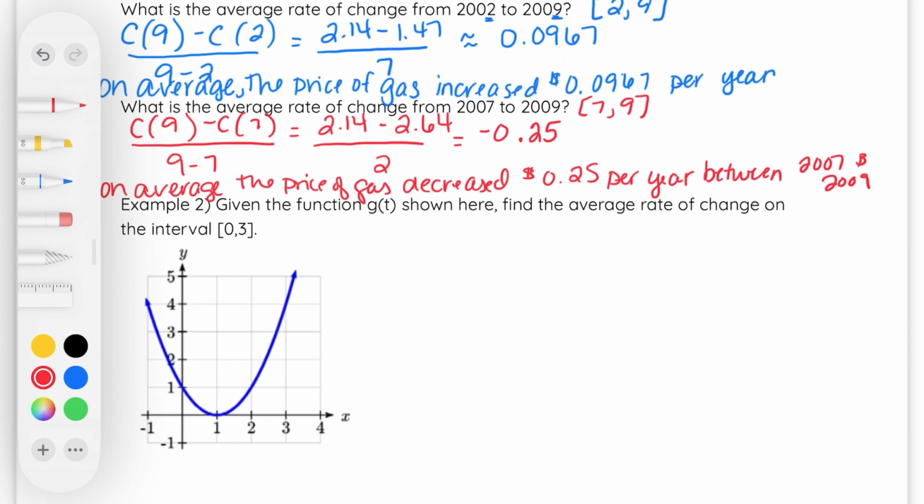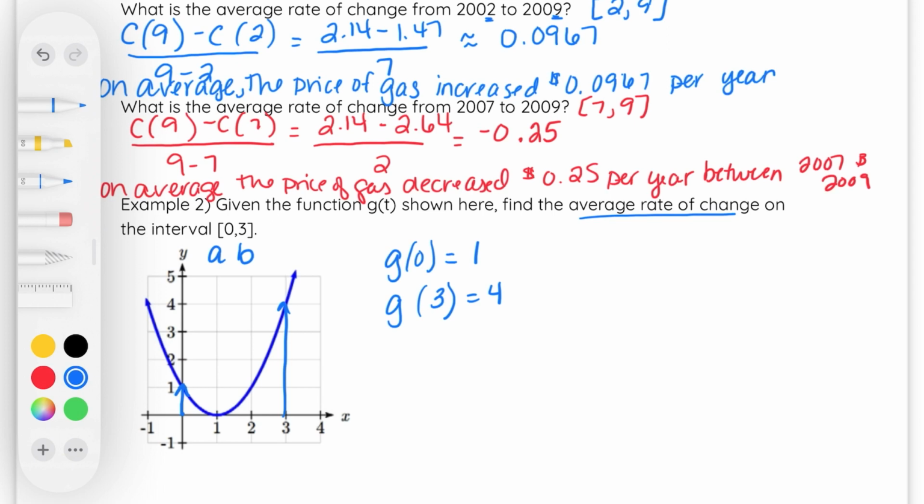What about if we're given a particular graph itself? So given the function g of t shown here, find the average rate of change on the interval between 0 and 3. So 0 is our a value and b is our 3 value. So I have g of t, I need g of 0. So when we're at 0, we are at 1 for our output. And then g of 3, at 3, we're at 4 for the output.